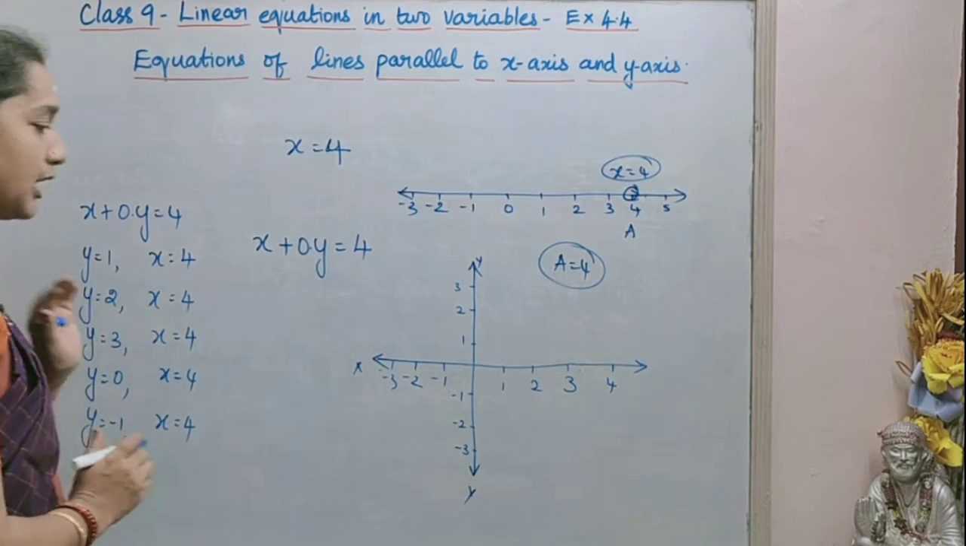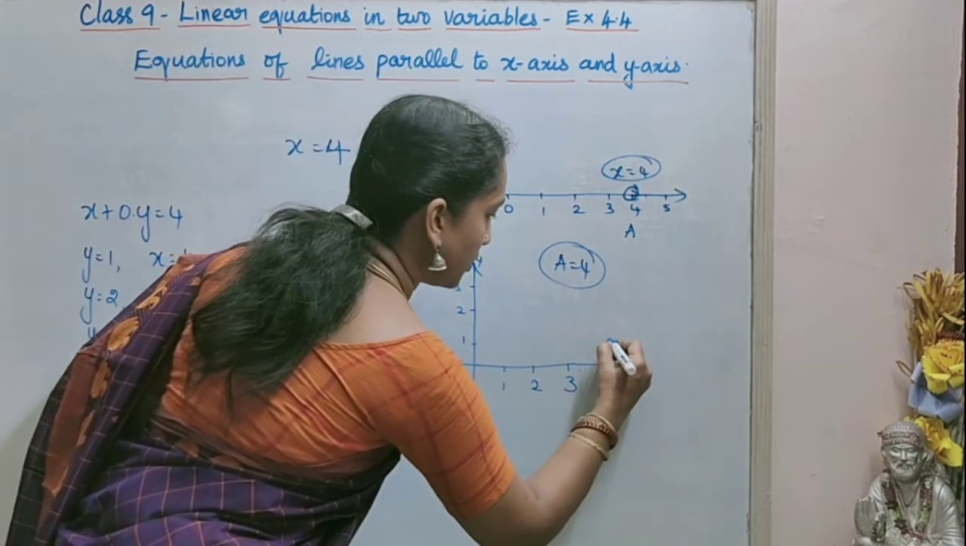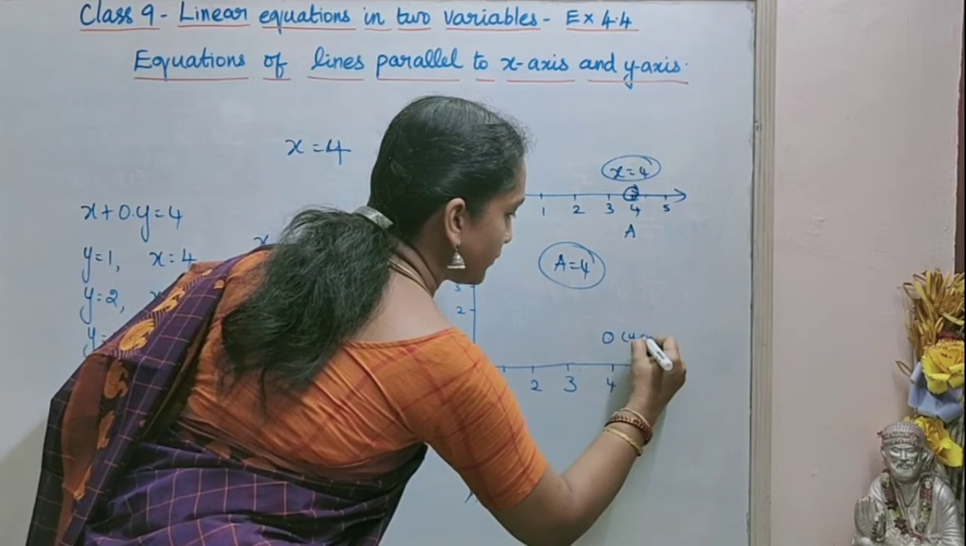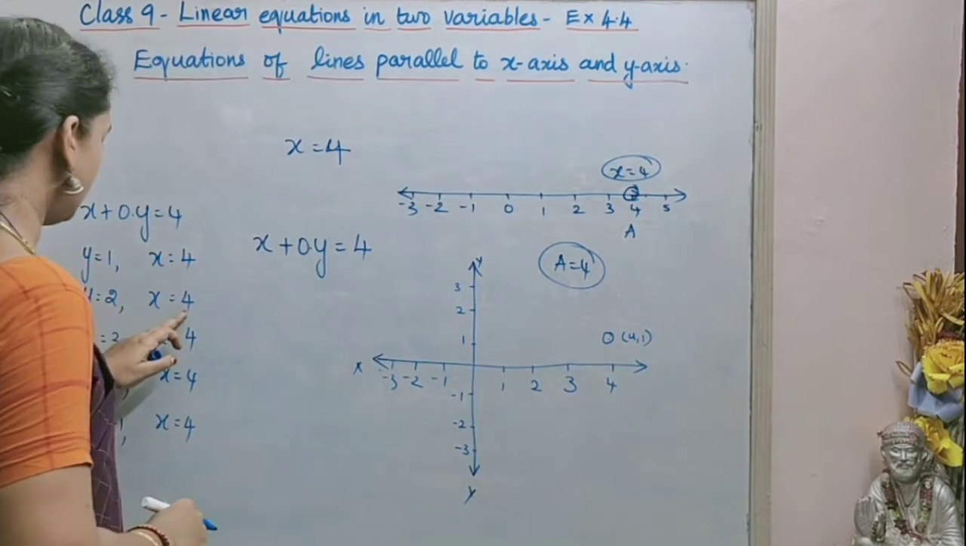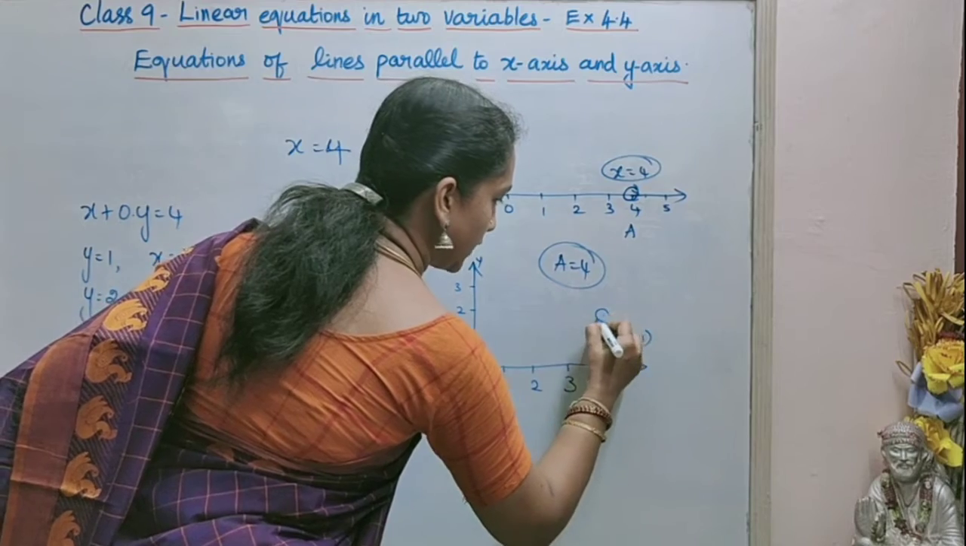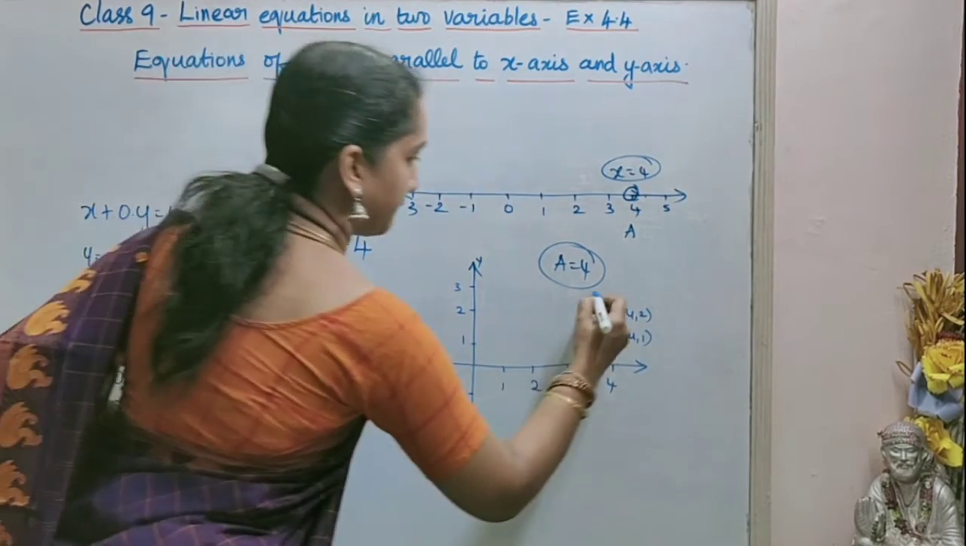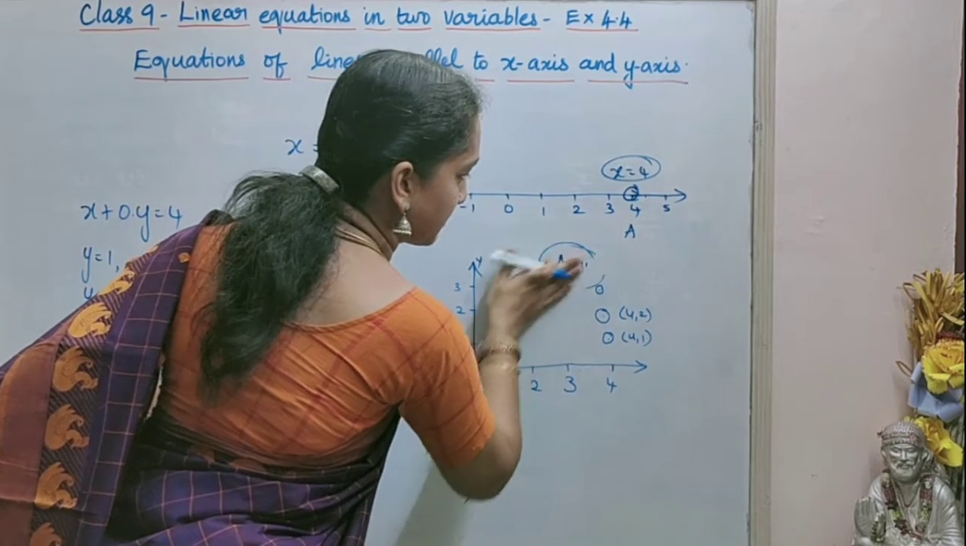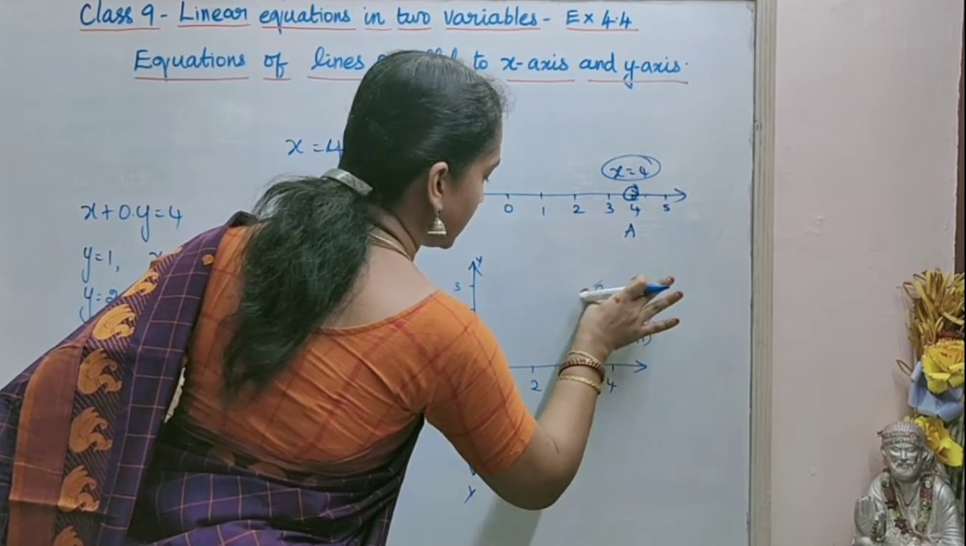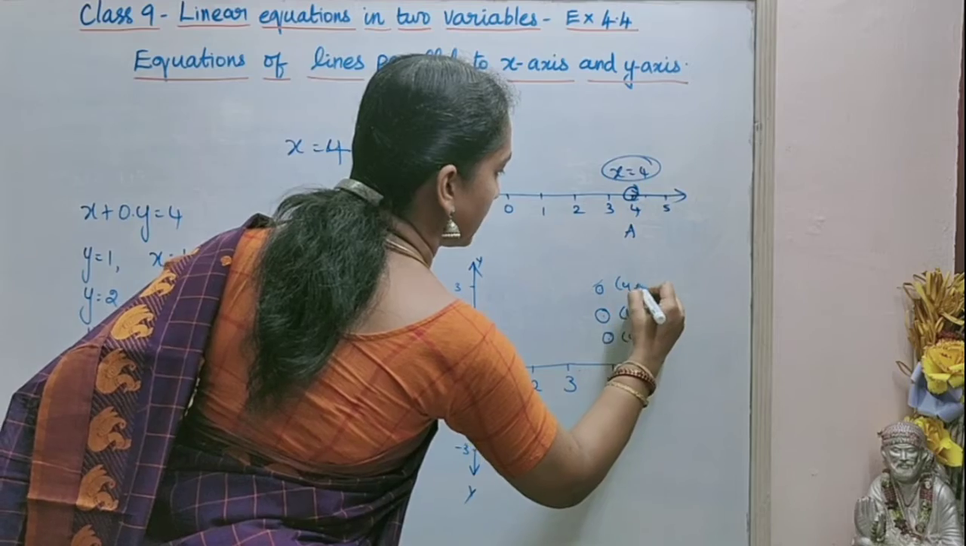So 4 comma 1 point will be here. This is 4 comma 1. Okay, then 4 comma 2. 4 comma 2 will be here. Then 4 comma 3. 4 comma 3 will be this point. This point is 4 comma 3.